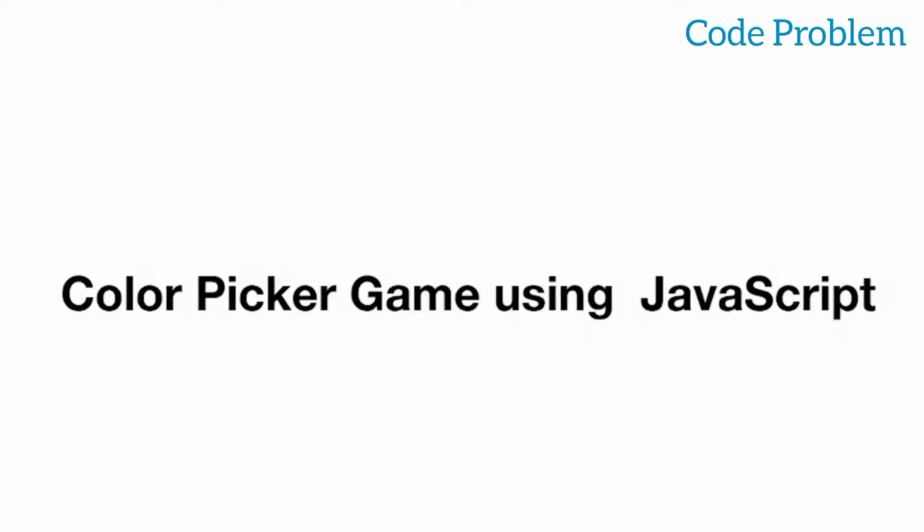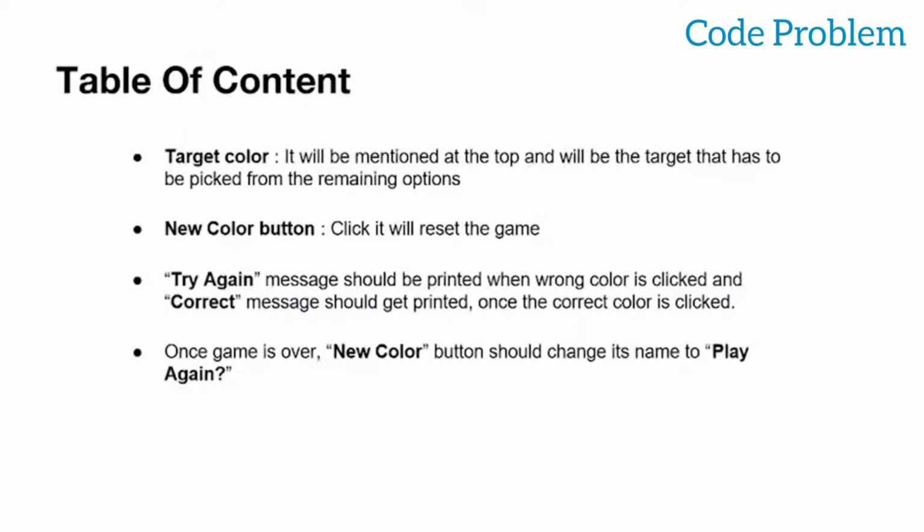We're going to build this game, the color picker game, using JavaScript, right? So let's see the table of contents. We are going to have a target color. It will be mentioned at the top and will be the target that has to be picked from the remaining options, right? There will be a new color button to click, and we will reset the game.